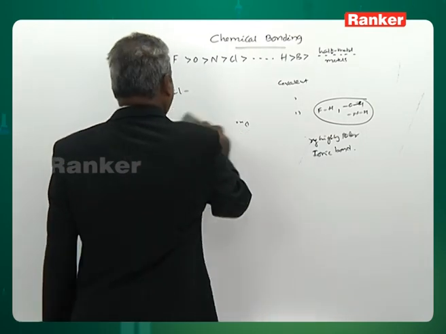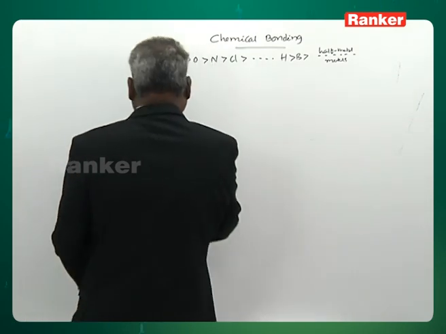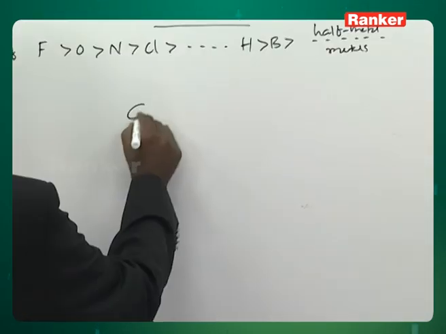So, classification: covalent bonds are 4 types. Covalent bonds.